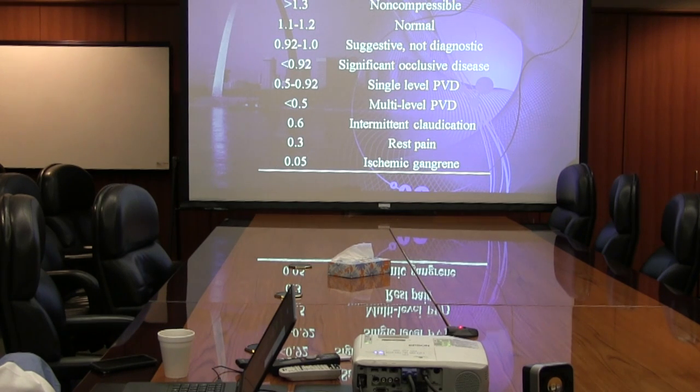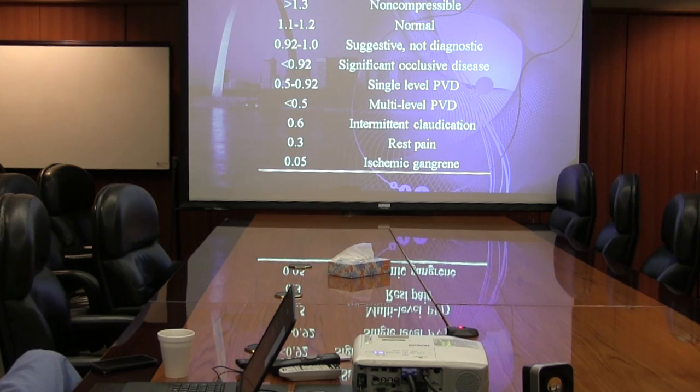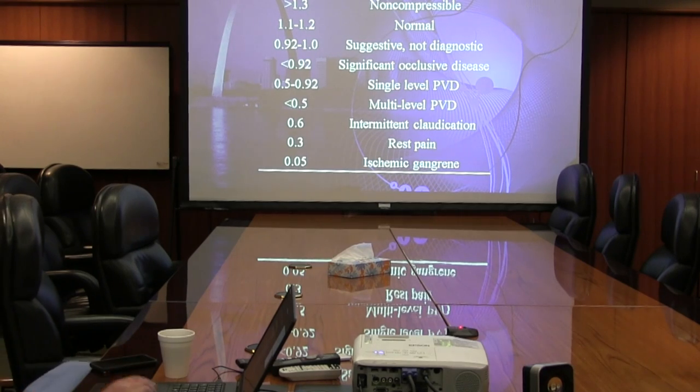This isn't so true. I got patients with ABIs of 0.9, and they have intermittent claudication. Or they may have normal rest ABIs, but when they exercise, they have intermittent claudication. At 0.3, they're usually having rest pain, when they're just laying in bed. Less than that, they probably are starting to have tissue loss.